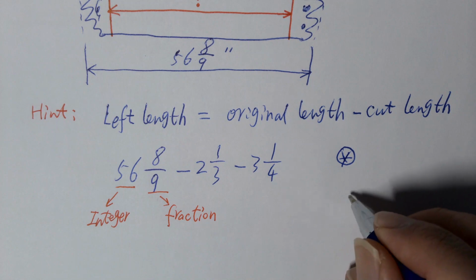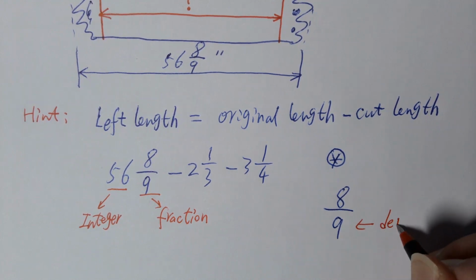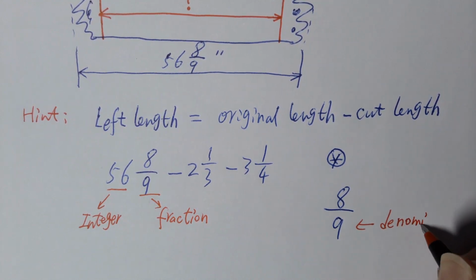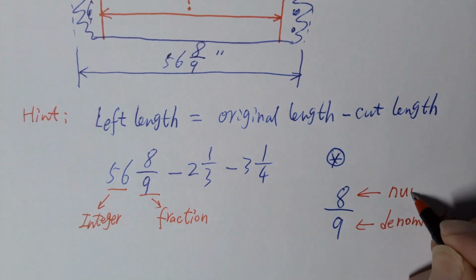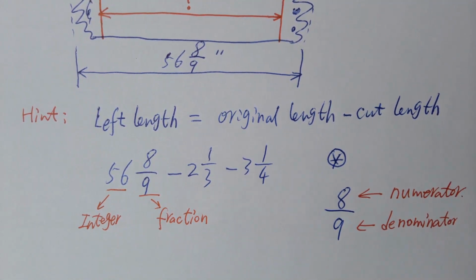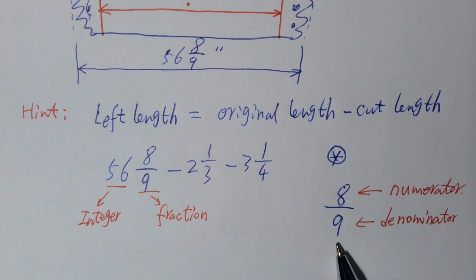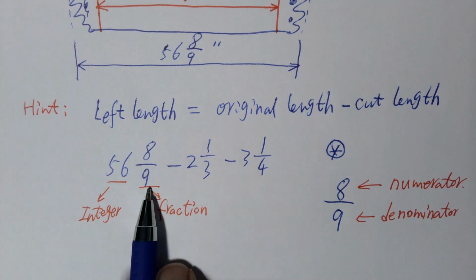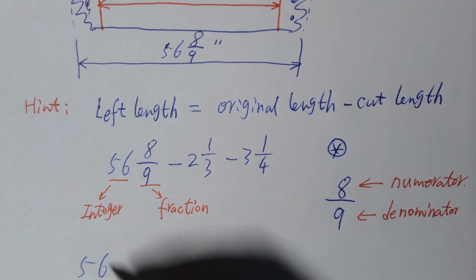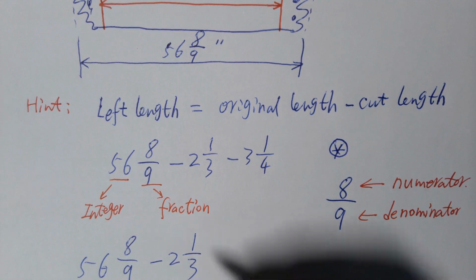Again, for 8 over 9, we call this the denominator, and the number on the top is called the numerator, right? In order to do addition or deduction of two fractions, we have to make sure they have the same denominator. Now, let's do the first deduction. 56 and 8 over 9, deduct by this.